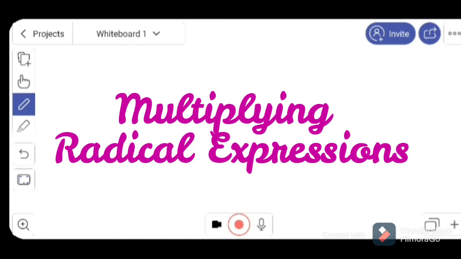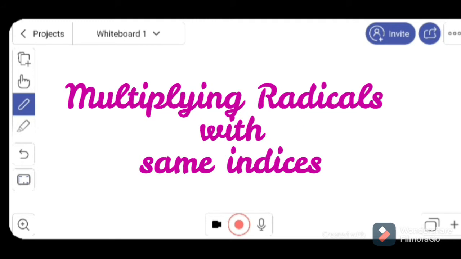To multiply radicals, we need to observe their indices. If they have the same indices, we simply multiply the radicands and then simplify.